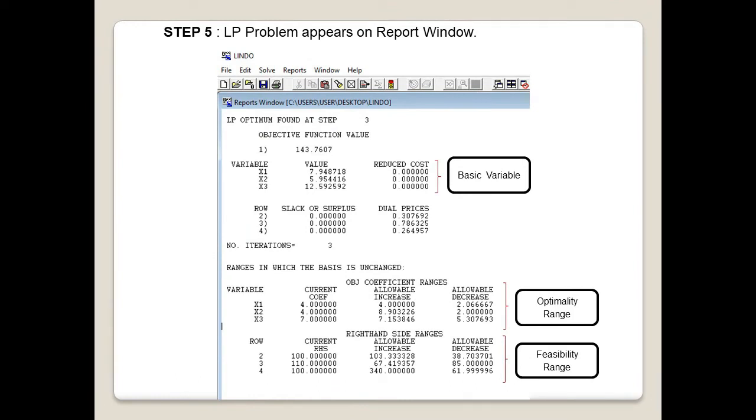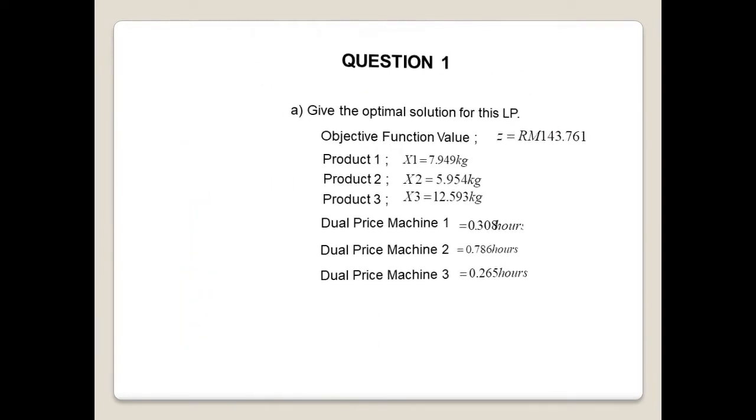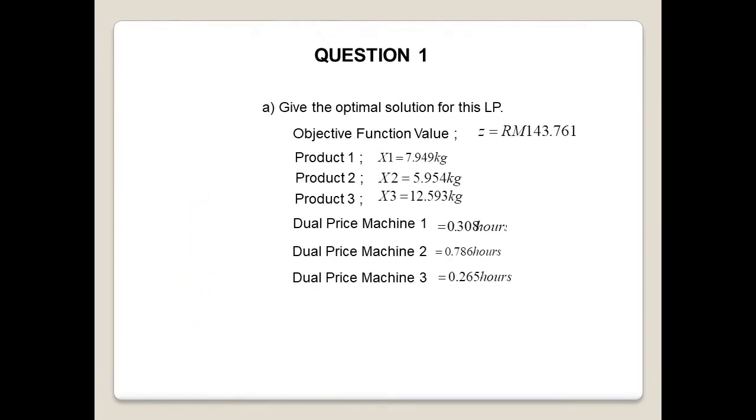In step 5, LP problem appears on report window. Here, we label the basic variable, optimality range, and feasibility range. For the first question, give the optimal solution for this LP. The answers are objective function value, which is Z, is 143 ringgit and 761 cent.